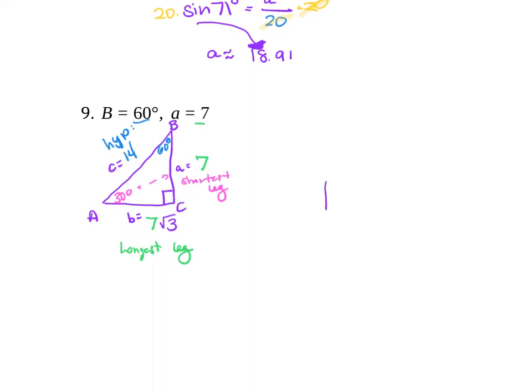So just remember the properties of a 30, 60, 90. So if this is 30 degrees, this is 60 degrees. The shortest leg is x. The hypotenuse is always 2 times x. And then the longest leg is x times square root of 3. So that's kind of the property to help you out.